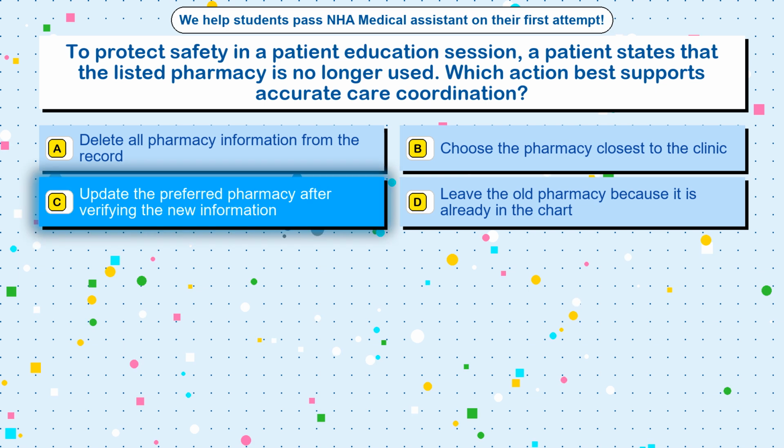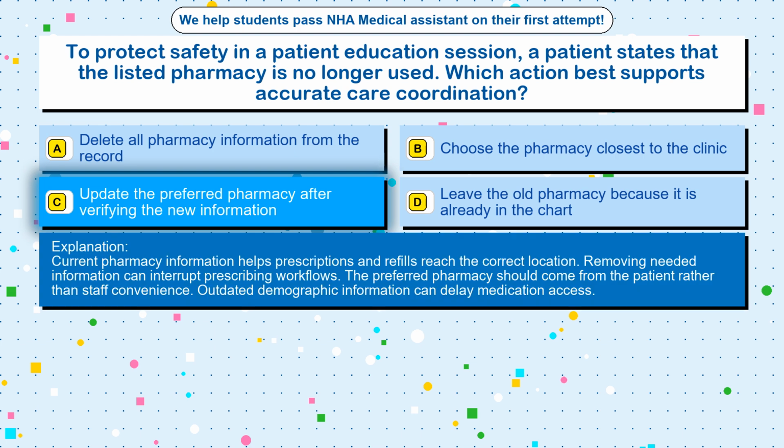The correct answer is option C, update the preferred pharmacy after verifying the new information. Current pharmacy information helps prescriptions and refills reach the correct location. Removing needed information can interrupt prescribing workflows. The preferred pharmacy should come from the patient rather than staff convenience. Outdated demographic information can delay medication access.